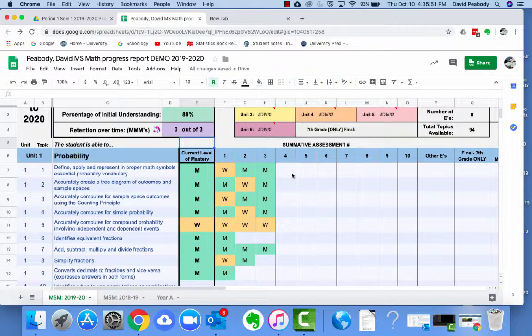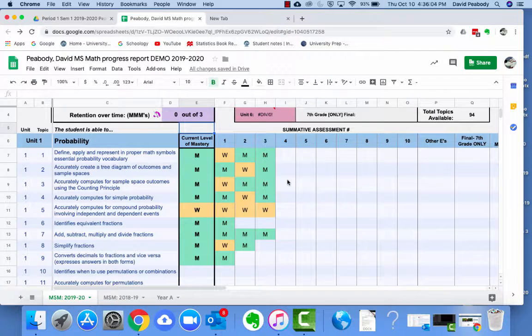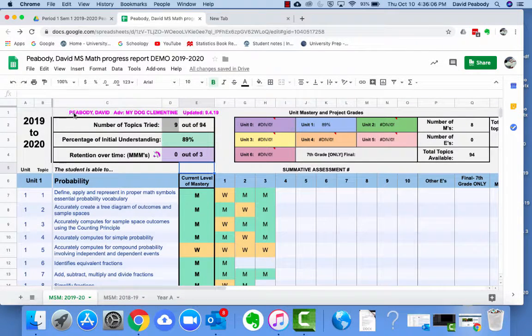The goal of this video is just to share how to interpret the Google Gradesheet. It is going to be view only for you, and it is only shared between me, the student, parent and guardian, and the other math teachers in middle school math. The things to look for first is make sure that it's your student's name. That's me, David Peabody, and my advisor I'll have is my dog Clementine.